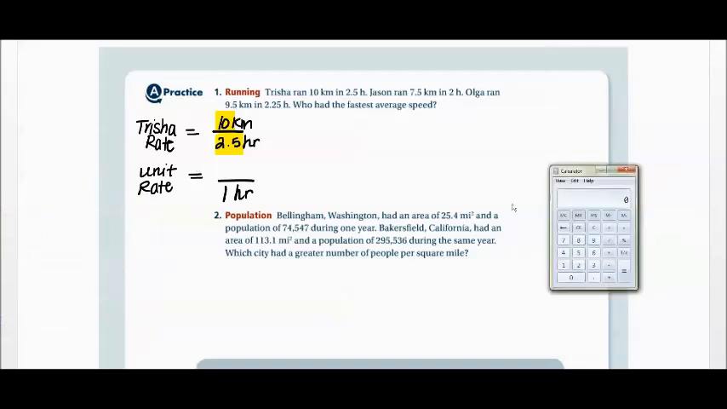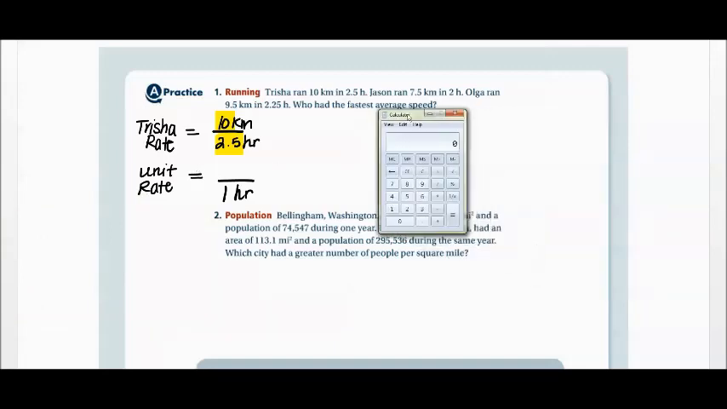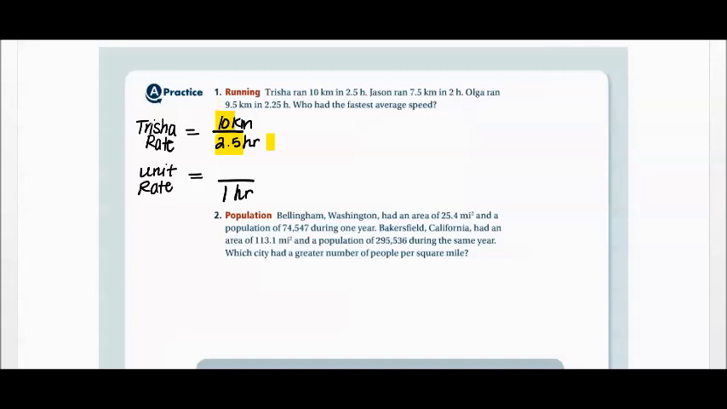So we can pull up a calculator if you need to. Divide 10 by 2.5. Bingo, you get 4. So this is, let me put it down here, 4 kilometers in 1 hour. That's the unit rate that we get here. All right, so now we're going to do that for Jason and Olga, and then we can compare.